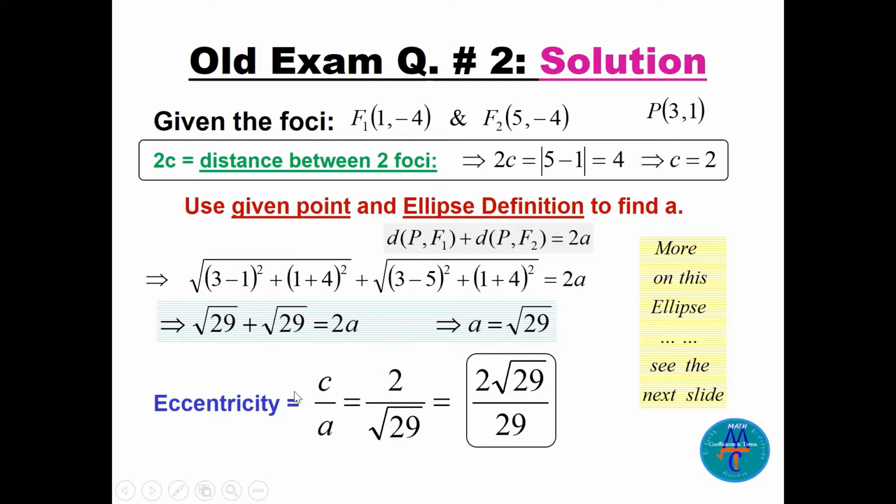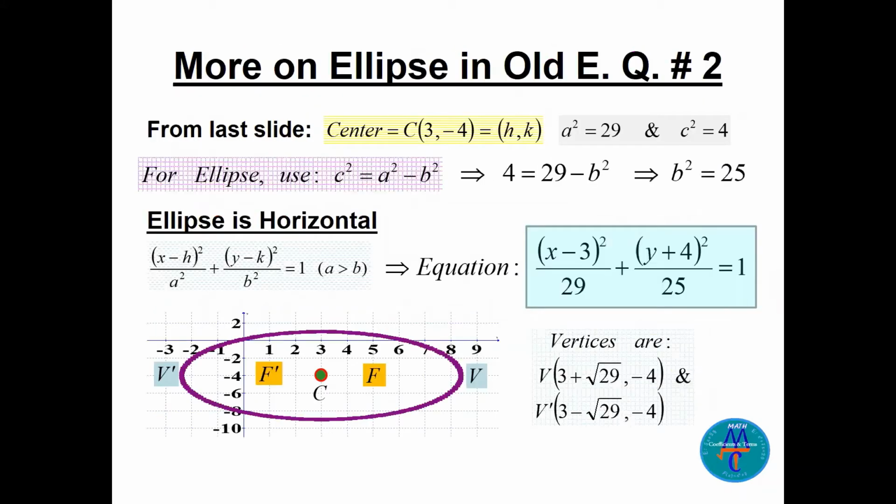Now, the eccentricity is c over a, which is 2 over the square root of 29. Rationalize, it will be 2 square root of 29 over 29. More on this ellipse: you can see the next slide has a graph. So you can here find the center, you can find the b, you can find the equation, you can find the vertices, look at the graph. This is all extra.